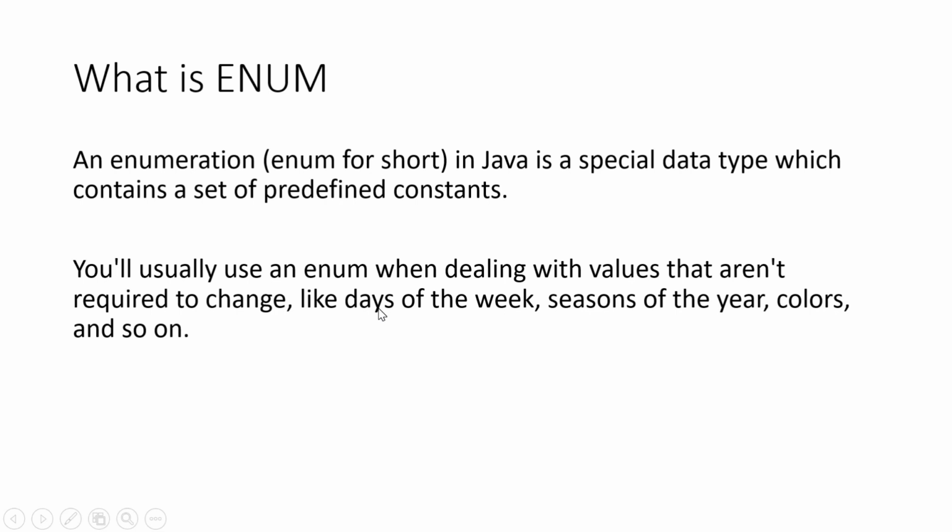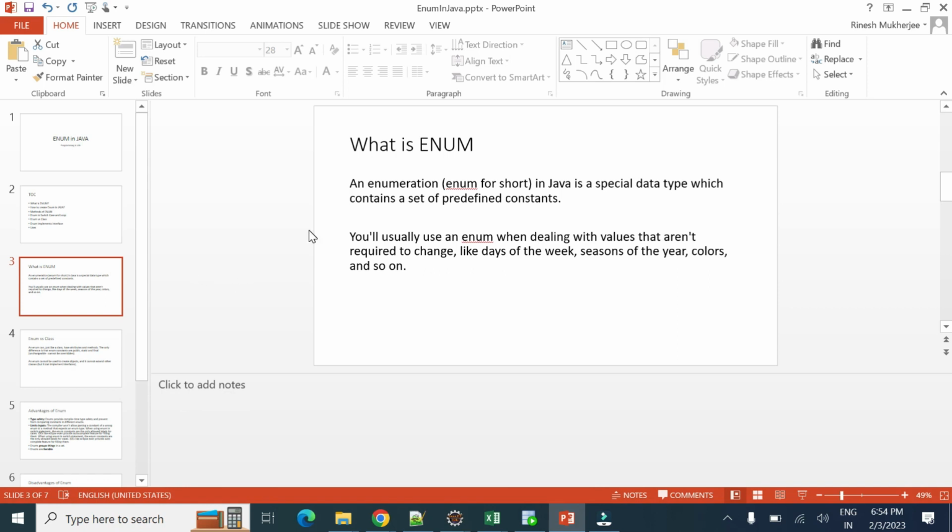The enum, which is short for enumeration in Java, is a special data type which contains a set of predefined constants. You usually use enum when dealing with values that are not required to change, like days of the week, seasons of the year, colors, or maybe sizes. So all the predefined constants or sets of values that we can use as constants in Java or any language can be used as enum. So let's check how to create an enum in Java.